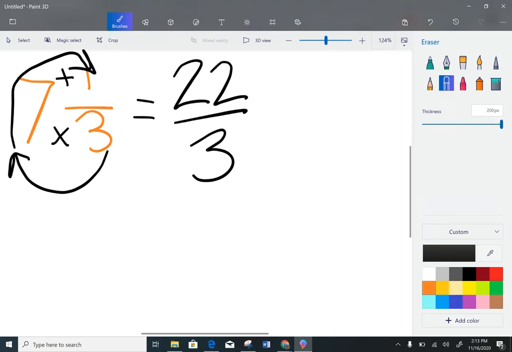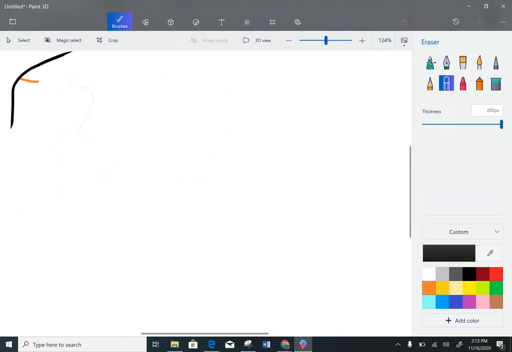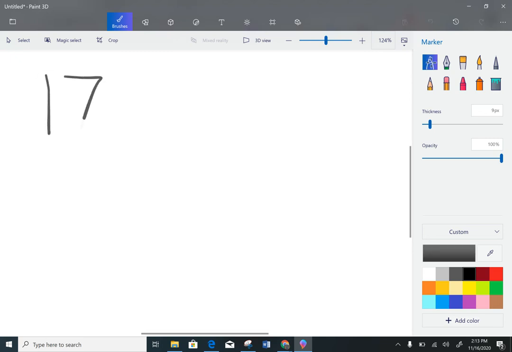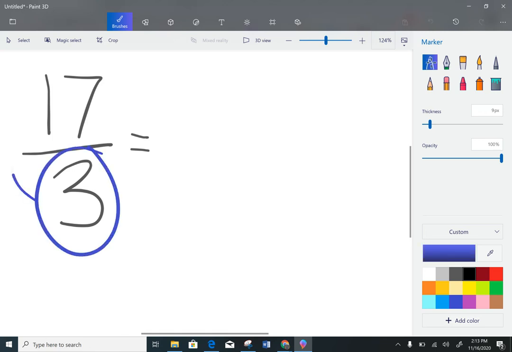Let's see if we can go backwards now. What if I have an improper fraction and I need to go to a mixed number? 17/3. Remember, improper means the top number is bigger than the bottom. How many times can 3 nicely go into 17?